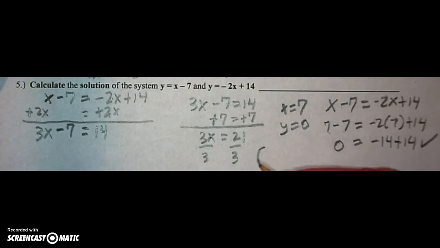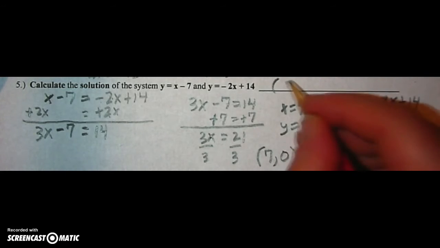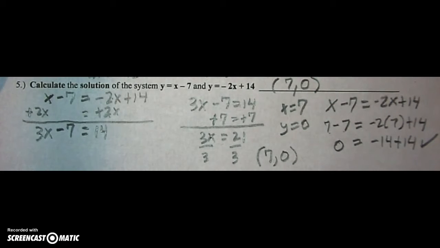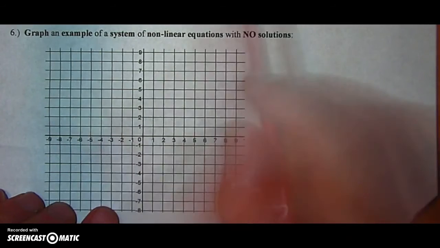So the answer, guys, our solution is x equals 7, y equals 0. There's the answer. Okay, that's the point where these two graphs would intersect. That's called the solution. If we were to graph these two, that's the point of intersection. All right, so that's number 5. We're done.